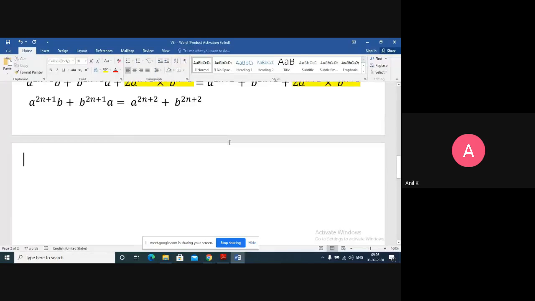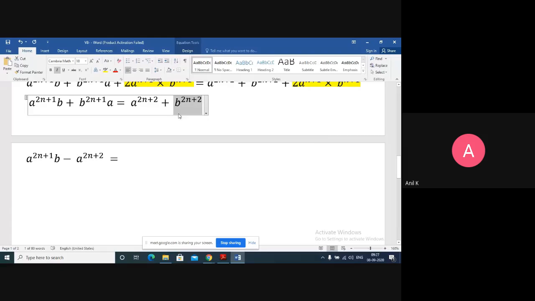What is it? I'll transform the terms, like terms on the same side. So a to the power of 2n plus 1 into b, I'll keep here, minus this a to the power of 2n plus 2 will transfer to the left hand side. So it equals b to the power of 2n plus 2 will remain on RHS only, minus b to the power of 2n plus 1 into a will come to the right hand side.